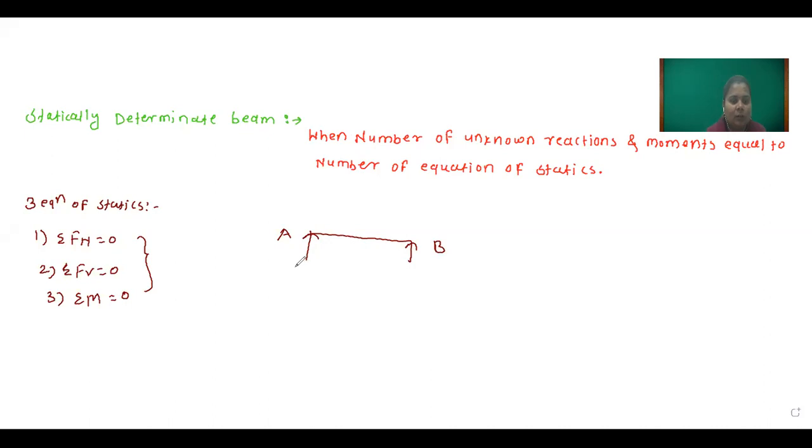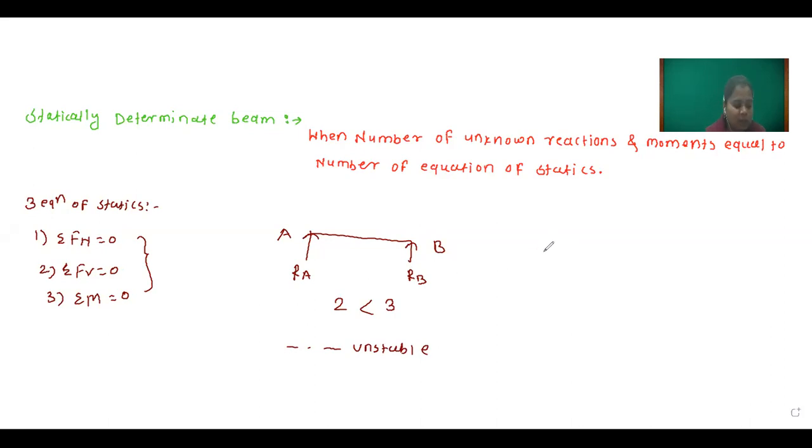Here, there is a reaction at point A and a reaction at point B. So these are the two reactions. So the number of unknown reactions and moments is two. We have to check whether this number of reactions is equal to the number of static equations or not. The equations of statics are three. So 2 is less than 3, so this structure is unstable.